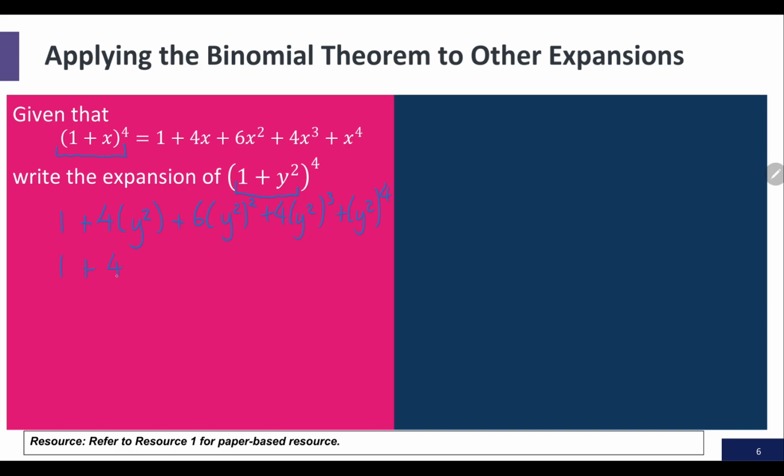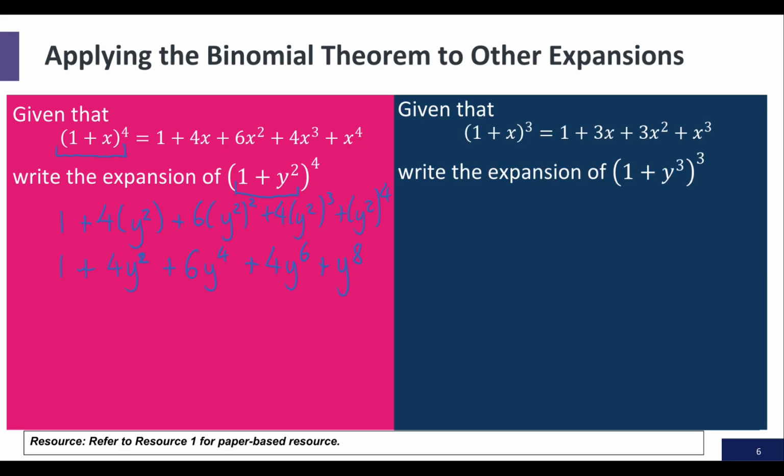Next thing to do is just to simplify. So 4 lots of y squared there is 4y squared. Here I've got 6 lots of y squared all squared. Remember the 6 here isn't being squared, but the y is, so it's another laws of indices problem. We would multiply the powers. The next one we've got 4 lots of y squared cubed, which is 4y to the power of 6. And the last term then is going to be y to the power of 8. Really nice example where you're given an expansion and you're asked to substitute.